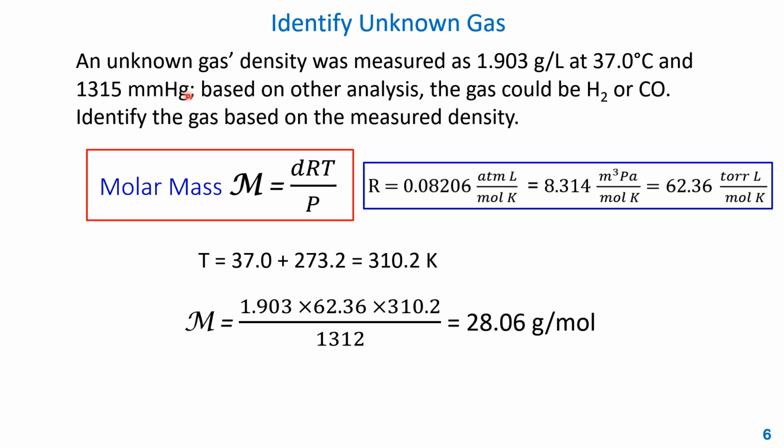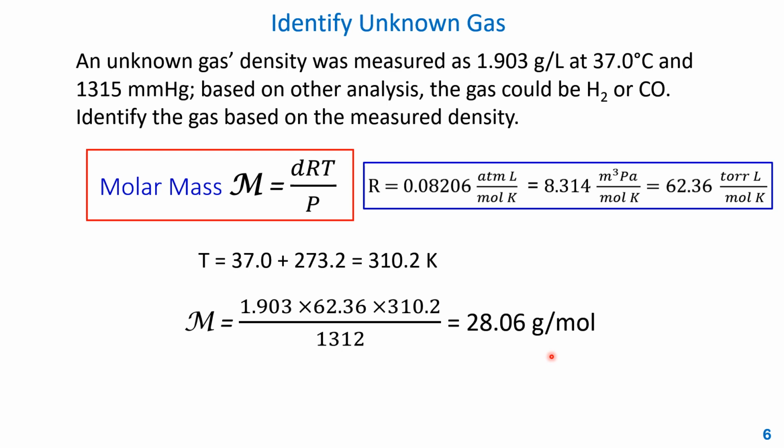You may be wondering, oh, that's torr, but millimeter of mercury and torr are actually the same unit. So 1 millimeter of mercury equals 1 torr. And so we still use this 62.36 as R, times the temperature in Kelvin, and then divided by the torr, or you can say millimeters of mercury. So then you can calculate the molar mass of this gas is 28.06 grams per mole.